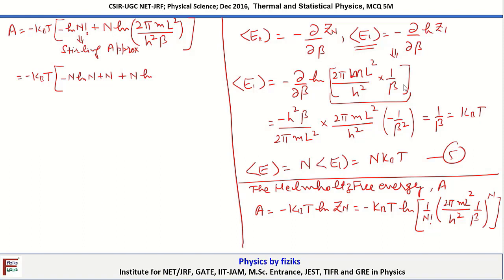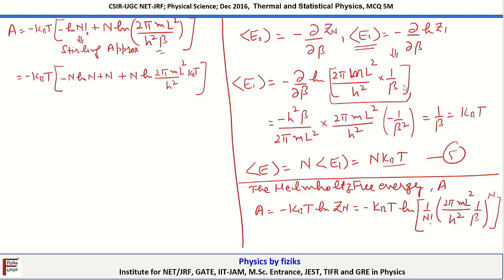So I'm going to replace beta with kT. Okay, so 2 pi m L square upon h square multiply by kT. I have replaced beta with 1 upon kT. And this is equal to, because kT, so we will make use of the definition, equation 5.